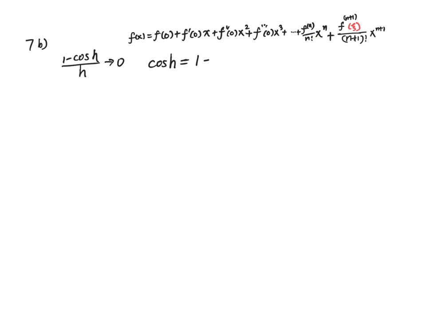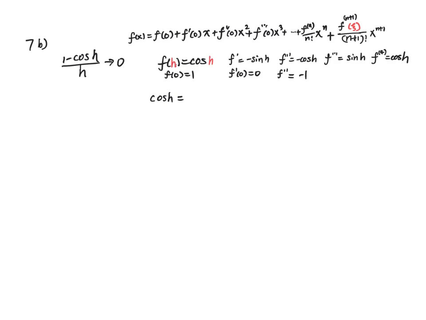For convenience, I'm going to write down some derivatives of the function cosine h. To save time, I wrote those derivatives here, and these are the values evaluated at the center x0 equals 0. So now let's discuss how many terms we need for cosine h.